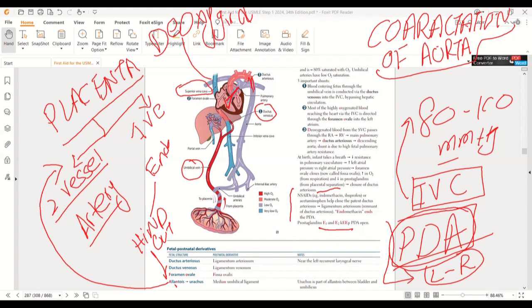Notching, yes. And there is also the murmur, machinery murmur, where it will be heard between the scapula. Okay. So one more key thing, radiofemoral delay. When you hear about the radiofemoral delay, it's most likely the cause of the coarctation of aorta, right? Okay. So I think this is about the fetal circulation. Let's go back toward the embryological origin of some structure.